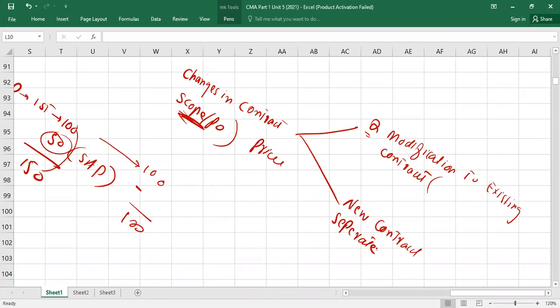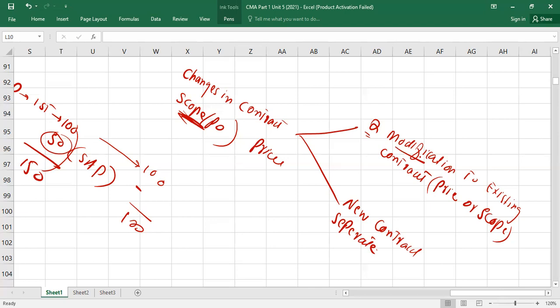The standard guides you here. It guides you if only one thing is changing. Only one, either what? Either the price is going to change, or the scope is going to change, but only one thing is changing. As in my example, I'm selling you a computer for 100. Now you want technical support, and I'm giving it to you free of cost. Only the scope has changed, the price has not changed. So we will say it is still a modification to the existing contract. The existing contract is valid. Understood?